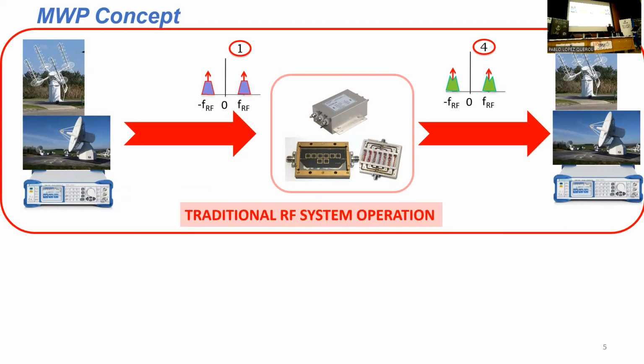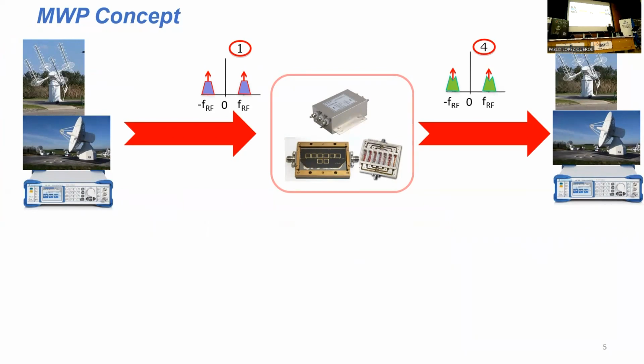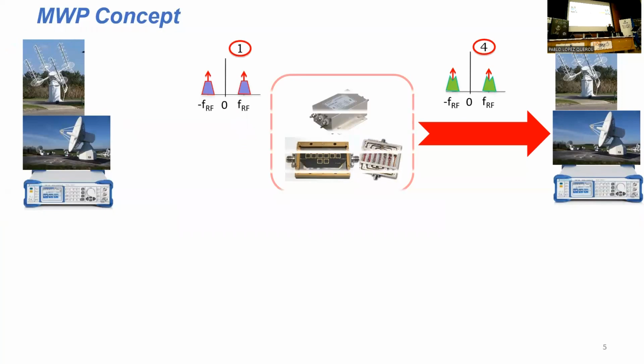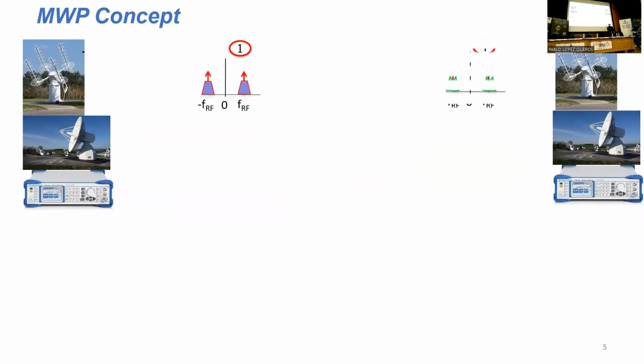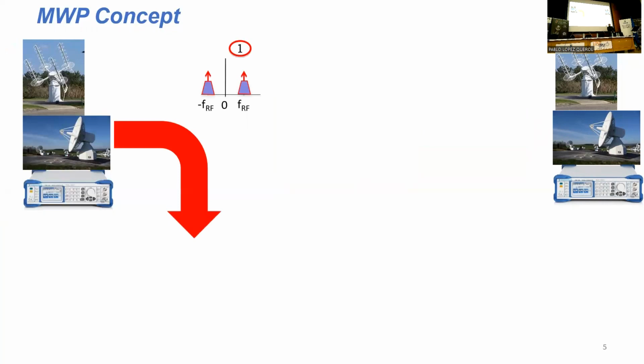That's the traditional RF operation. So what we do in microwave photonics is get rid of this central part and actually use photonics for this intermediate part.